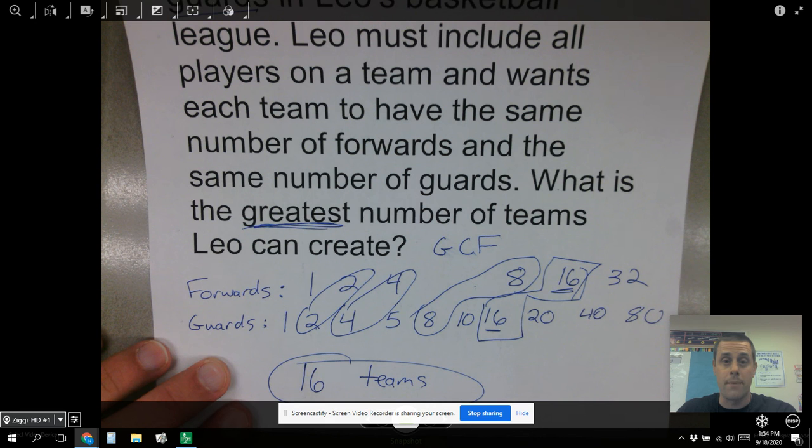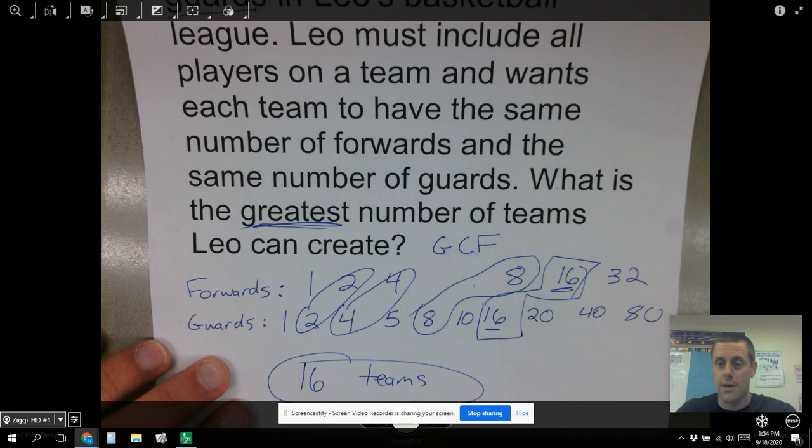Please complete the independent practice on the greatest common factor and least common multiple word problems. Take a picture of your work and upload that image file for submission.